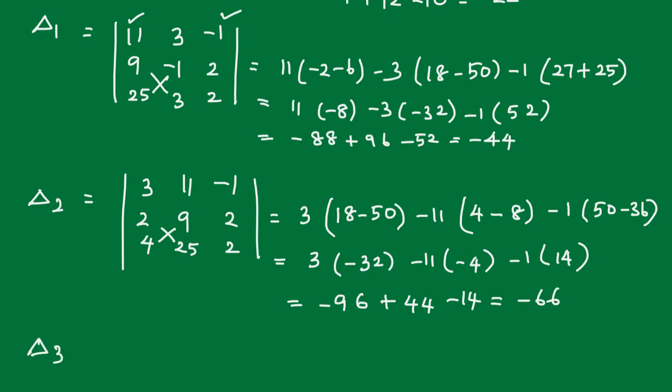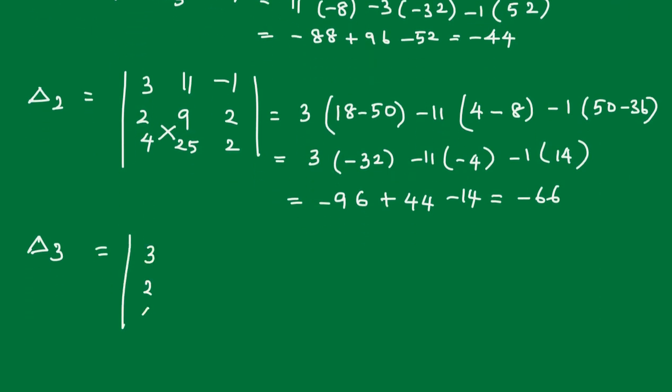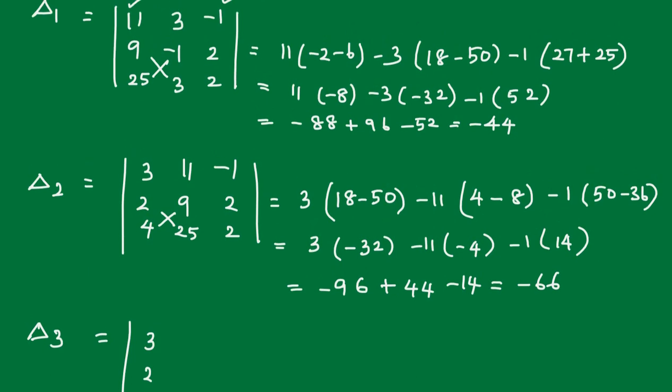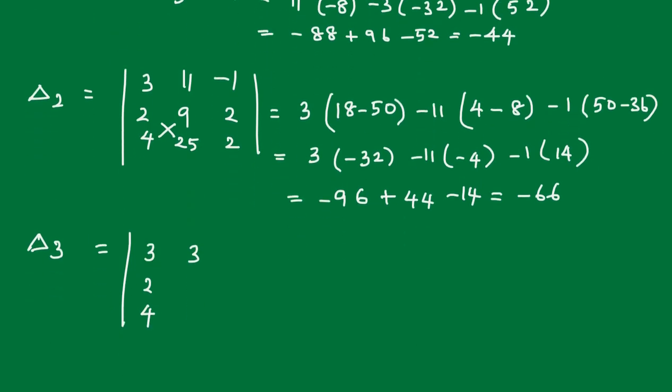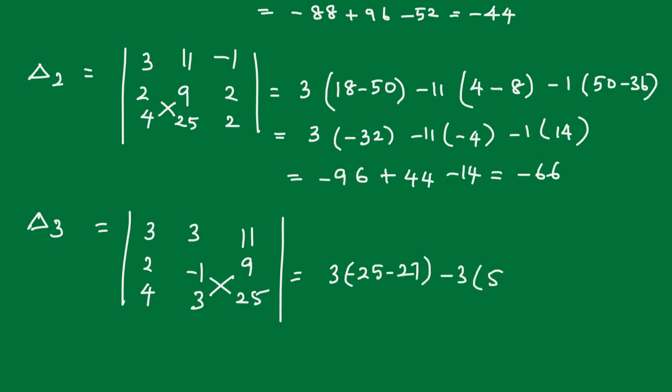Now we find delta 3. In delta 3, the coefficients of x and y remain the same. So 3, 2 and 4. The coefficients of y are 3, minus 1 and 3. And the constant elements are 11, 9 and 25. Now we expand delta 3, where delta 3 is equal to 3 into minus 25 minus 27, minus 3 into 50 minus 36, plus 11 into 6 minus 4.